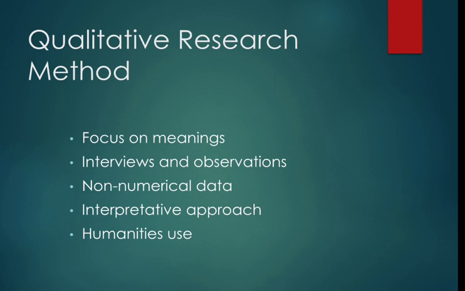Qualitative research method. Qualitative research focuses on understanding meanings, ideas, and experiences rather than numbers. It is commonly used in humanities and social sciences. This method involves tools like interviews, observations, and textual analysis, and this type of research is based on non-numerical data. For example, when we analyze characters, themes, or emotions in a novel, we use qualitative methods. The aim is not measurement but interpretation. It helps us to understand how and why people think or behave in a certain way.